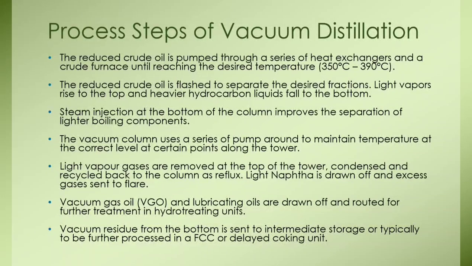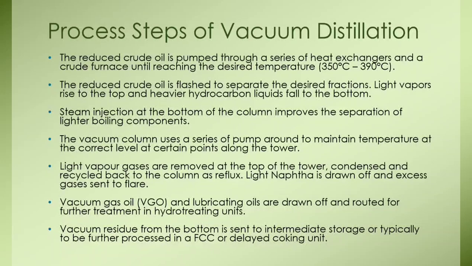The light vapors rise to the top and heavier hydrocarbon liquids fall to the bottom of the vacuum distillation column. Steam injection at the bottom of the column improves the separation of lighter boiling components, and the vacuum column uses a series of pump-arounds to maintain temperature at the correct level at certain points along the tower. Light vapor gases are removed at the top of the tower. They are condensed and recycled back to the column as reflux.